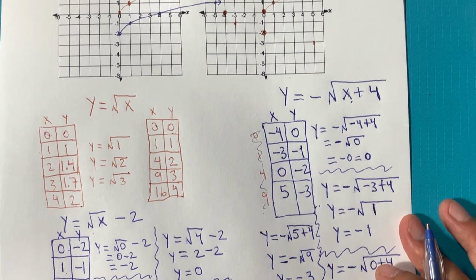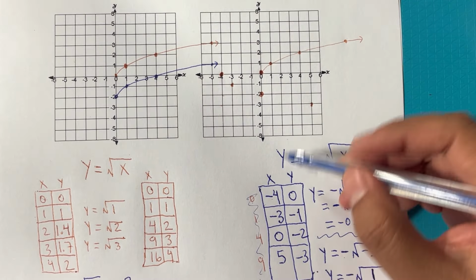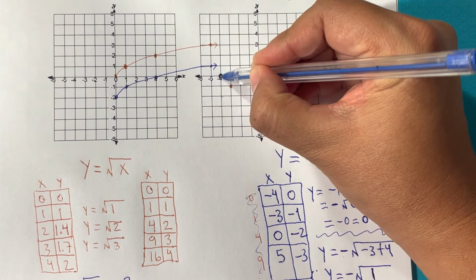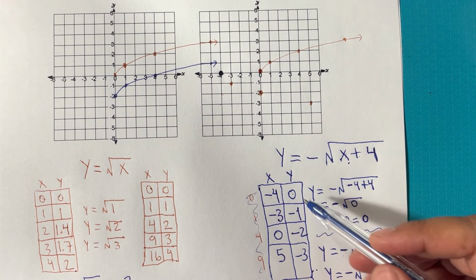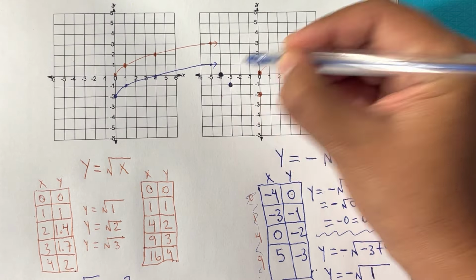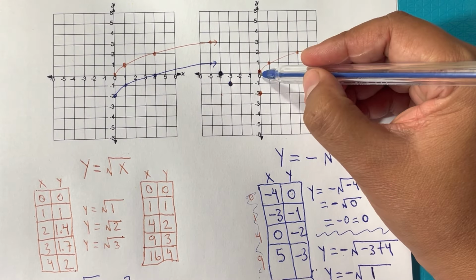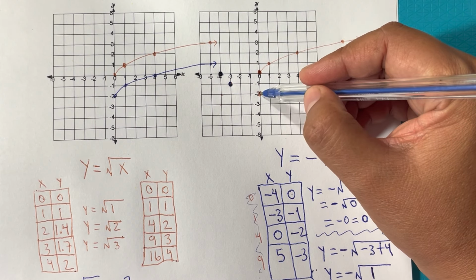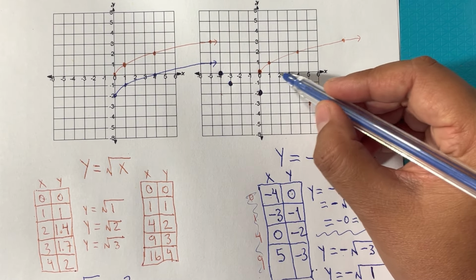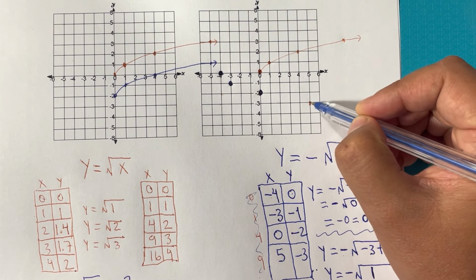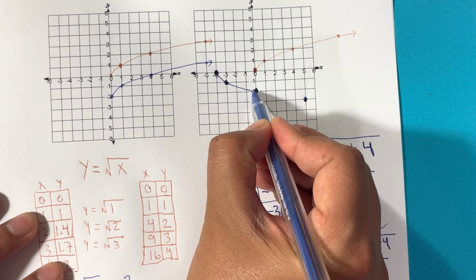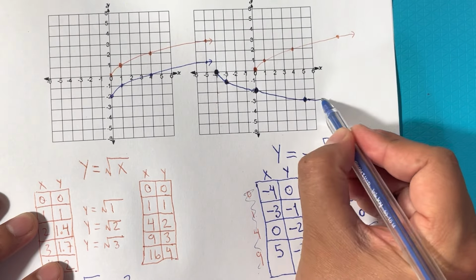Now I want to show you that if we graph this, -4, 0. -4, and then we don't move up or down because it's 0 on y. -3, -1. -3, -1 is right there. 0, -2, 0 on x, -2 on y. 5, -3. And so that's my transformed graph using my table.